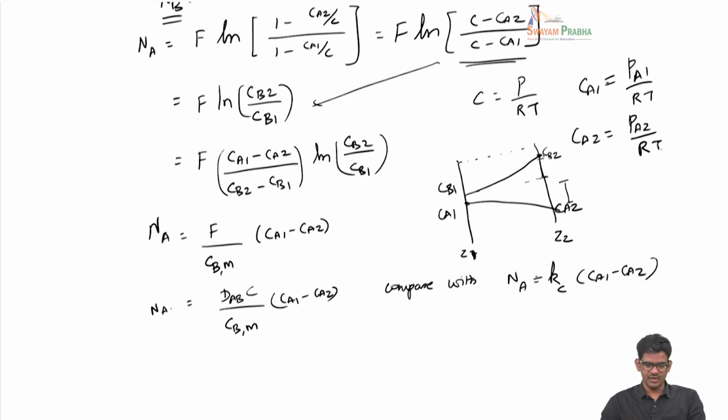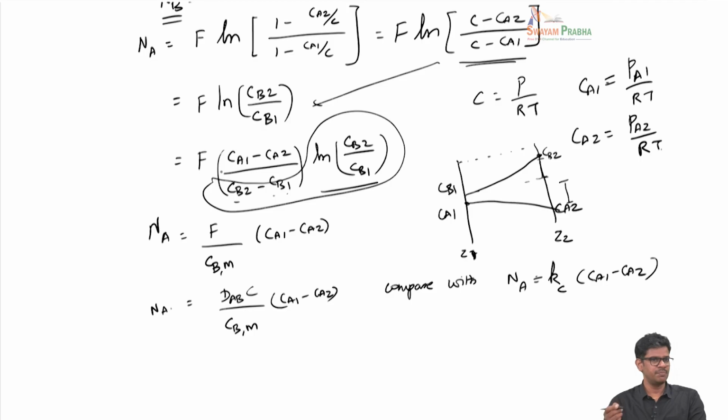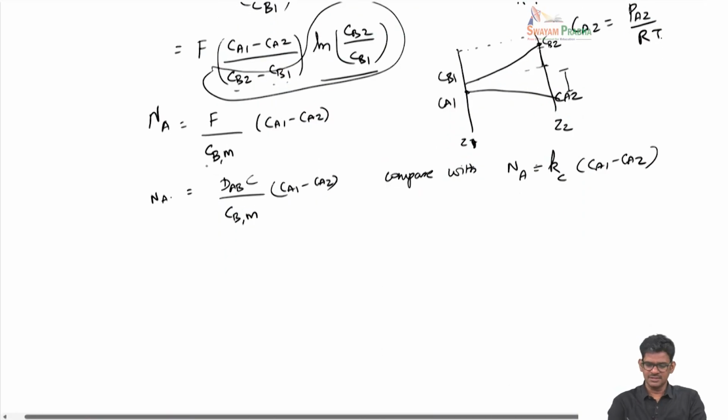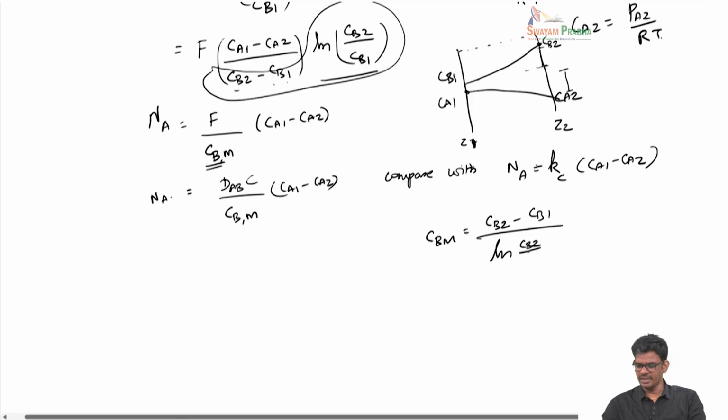The reason why I'm writing this is that since I have this ln of Cb2 by Cb1, and this term Cb2 minus Cb1, I can group these two terms and write in terms of a logarithmic mean concentration difference of B. This is something you might have studied in heat transfer also. You study what is called the logarithmic mean temperature difference, LMTD. In the same way here, for the species B, we are defining a logarithmic mean concentration of B. So this CBM that is defined here is Cb2 minus Cb1 by ln of Cb2 by Cb1.